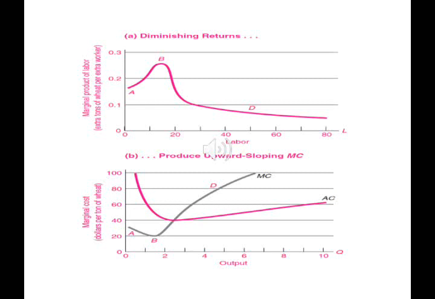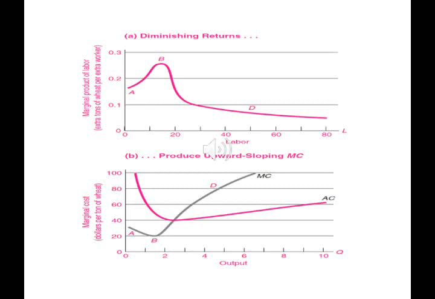As a result of this shape of the marginal product curve, we will find that the marginal cost of output will be initially falling, as is clear from the bottom graph. The marginal cost curve will be initially falling, but will quickly be rising afterwards.